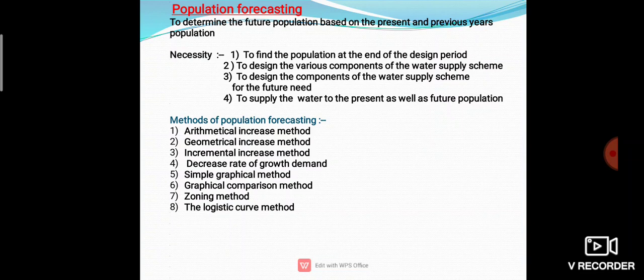Then what are the necessities of this? First, to determine the population at the end of the design period. Then to design the various components of the water supply scheme. Then to design the components of the water supply scheme for the future need. To supply water to the present as well as the future population.